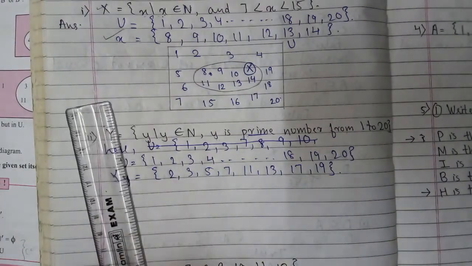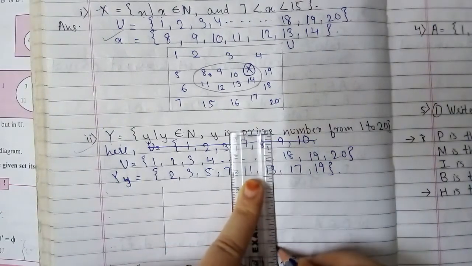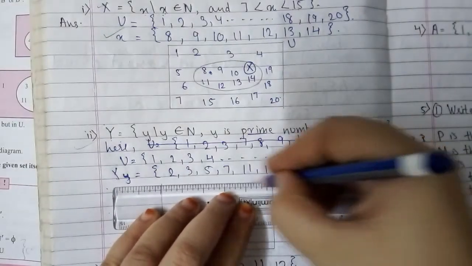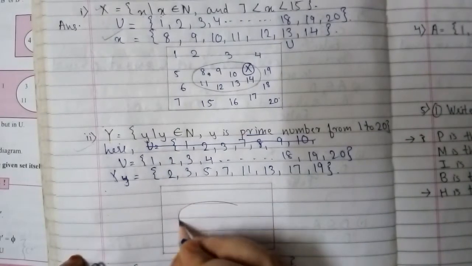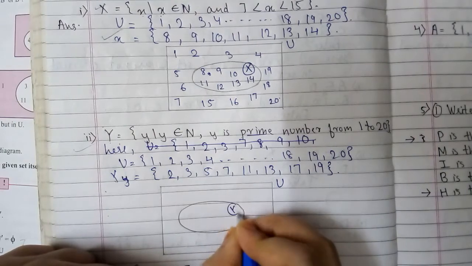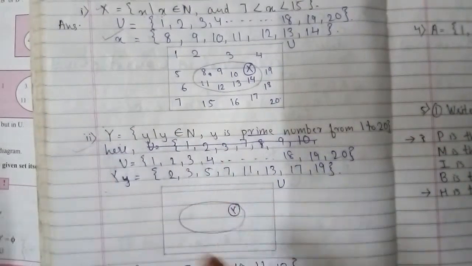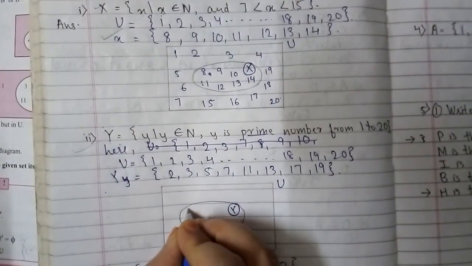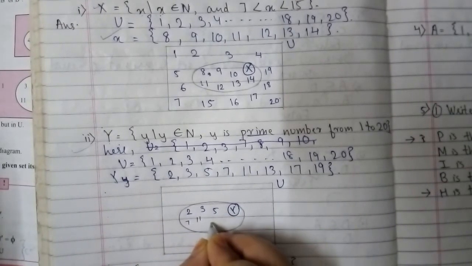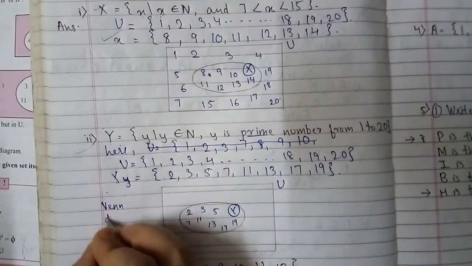Now let's draw the Venn diagram. Again a rectangular Venn diagram, and inside we will draw our subset. So this will be U and this is set Y. Now let's start writing the elements. First we will write the elements of set Y inside the oval shape: 2, 3, 5, 7, 11, 13, 17 and 19. This is our Venn diagram.